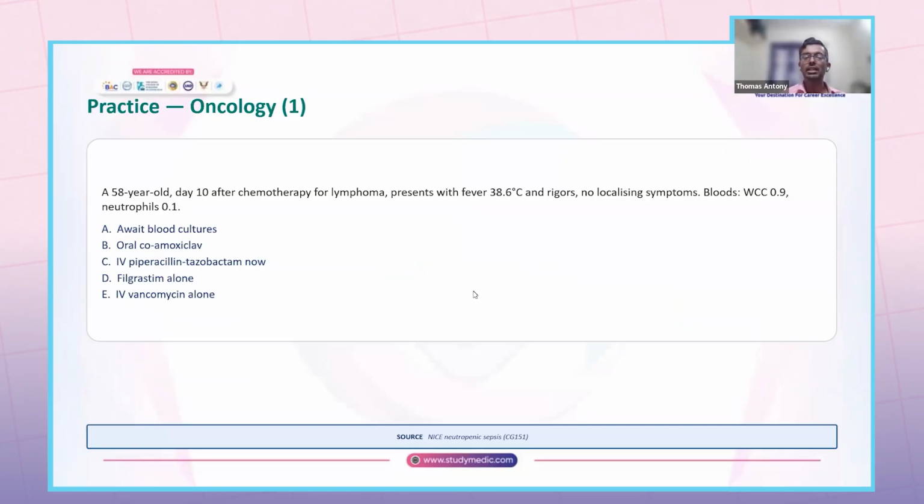So here is a 58-year-old, day 10 after chemotherapy for lymphoma. Presents with a temperature of 38.6 degrees Celsius and rigors, no localizing symptoms. WBC count is 0.9 along with neutrophils of 0.1. So we know the answer to the question. What would be the appropriate treatment of choice here?